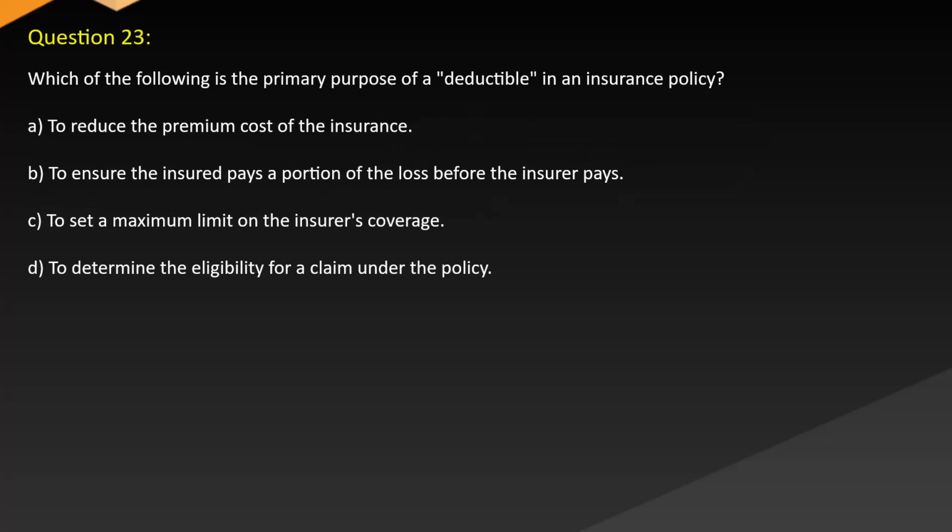Question 23. Which of the following is the primary purpose of a deductible in an insurance policy? A. To reduce the premium cost of the insurance. B. To ensure the insured pays a portion of the loss before the insurer pays. C. To set a maximum limit on the insurer's coverage. D. To determine the eligibility for a claim under the policy.